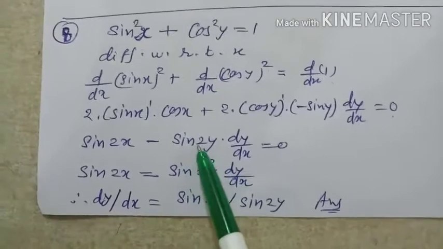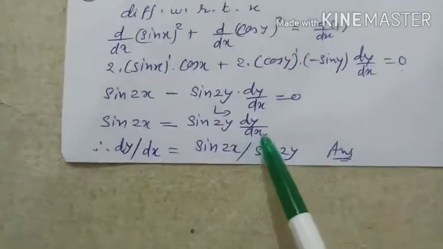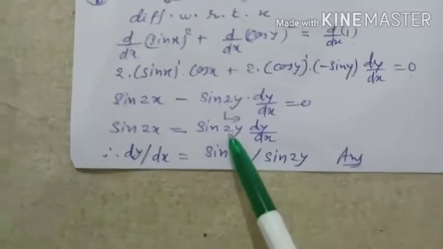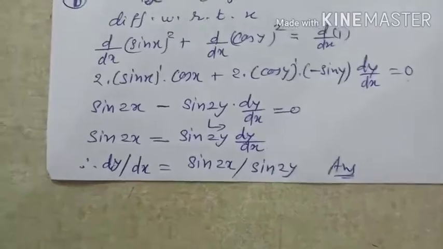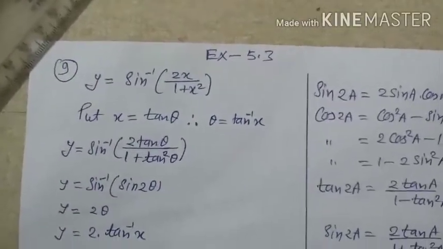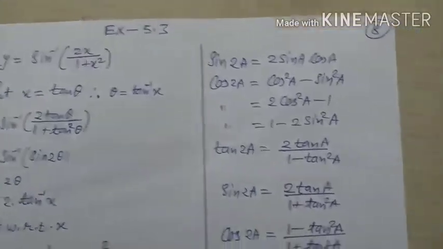Now this minus sin 2y into dy upon dx, transfer into the right side, so it will be positive, and we have to find the value of dy upon dx. So sin 2x divided by sin 2y, this is your answer. Now from question number 9 to 15, all are the same type of questions, and for these we have to remember some formulas of the previous year.